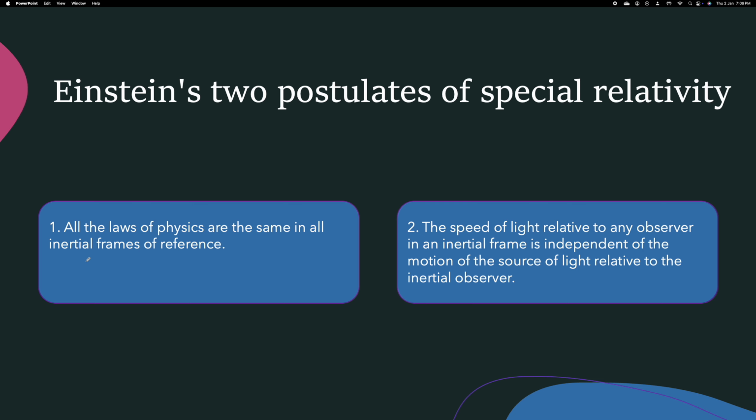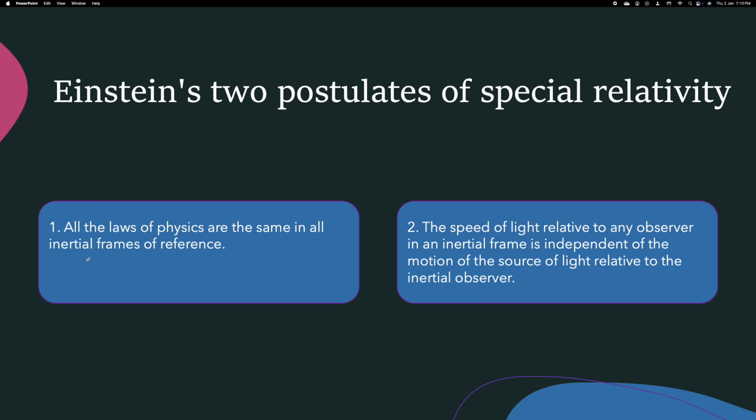but as per Galileo's postulate, only Newton's laws of physics, only laws of mechanics, are the same in all inertial frames of reference. Only Newton's laws were obeyed, but Einstein said no. All the laws of physics, such as laws of electromagnetism and laws of optics, are the same in all inertial frames of reference. Basically, in any frame of reference which is not accelerating, all laws of physics are applicable. You can apply them. Go ahead, apply.